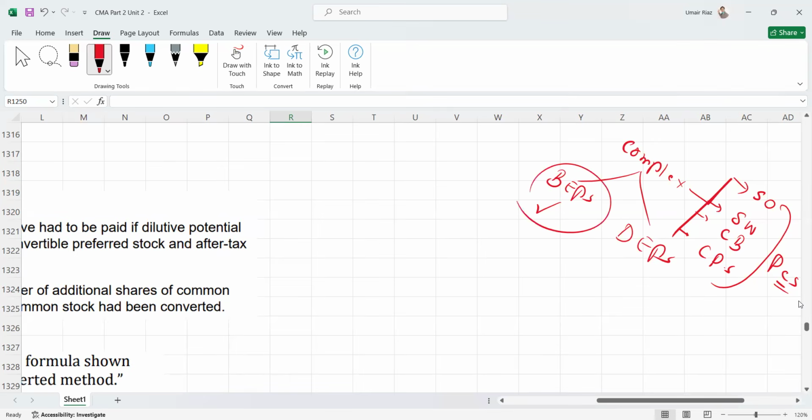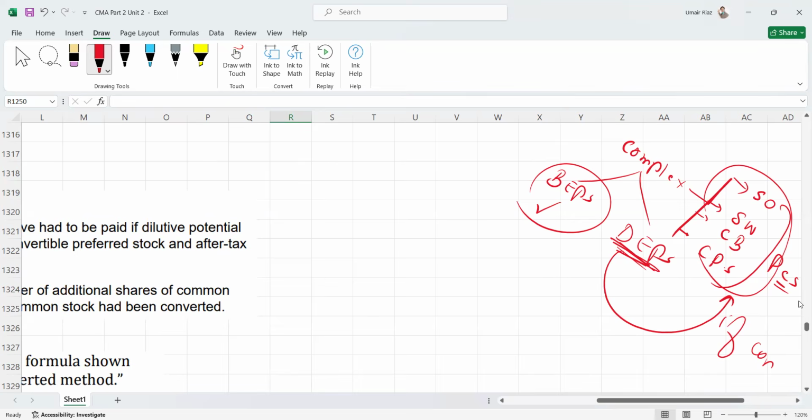So basic EPS we will calculate, as we learned, and we also need to show diluted EPS, and we always use the if-converted method. What if these securities are converted to common shares? What would be the impact on EPS? How much will EPS dilute or reduce? That is called diluted EPS.